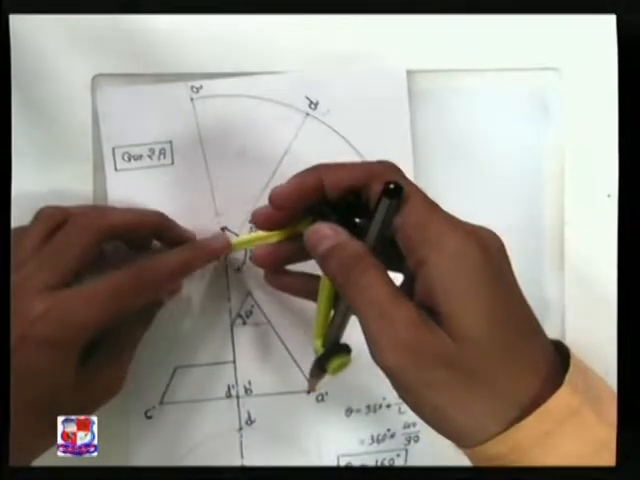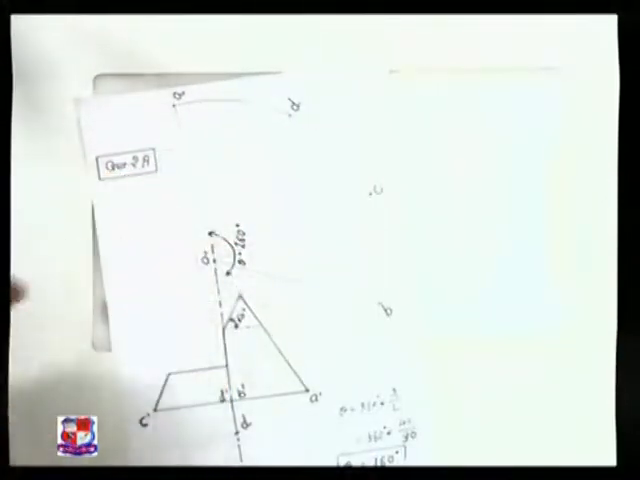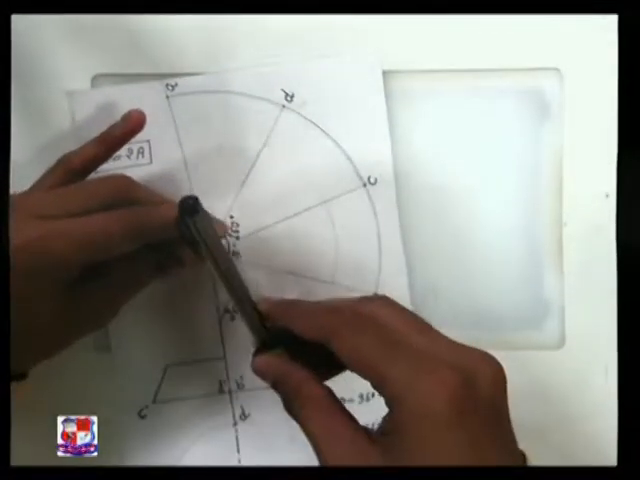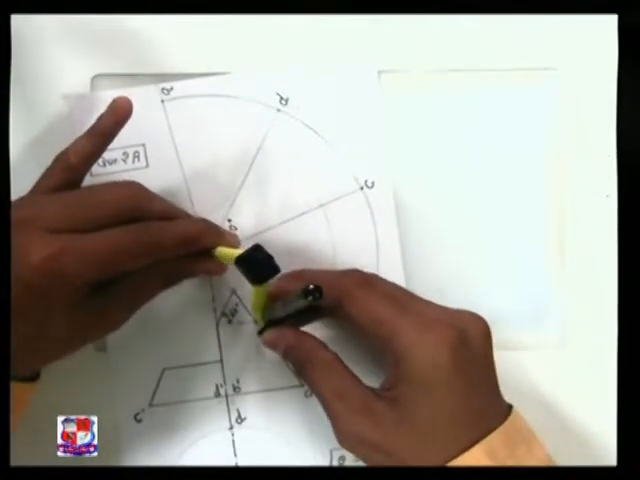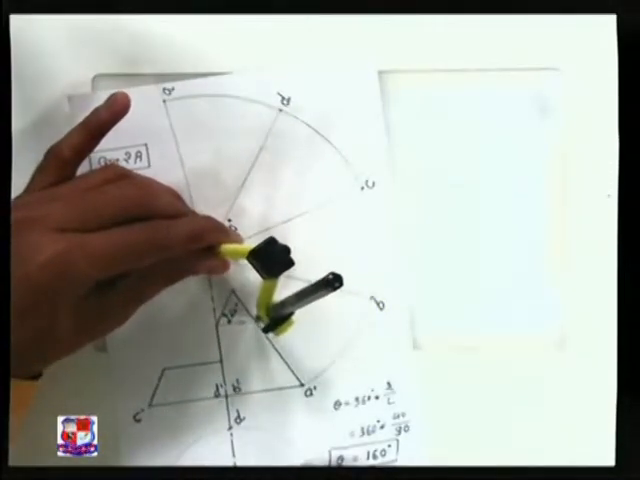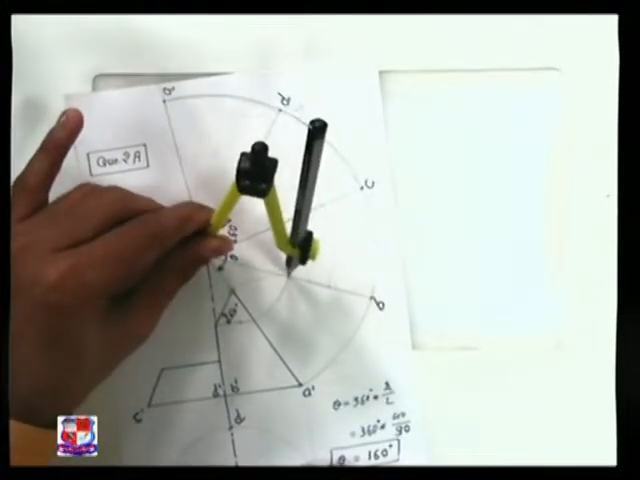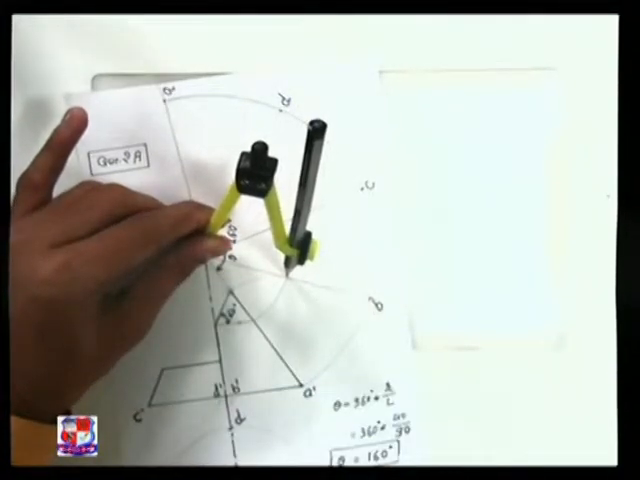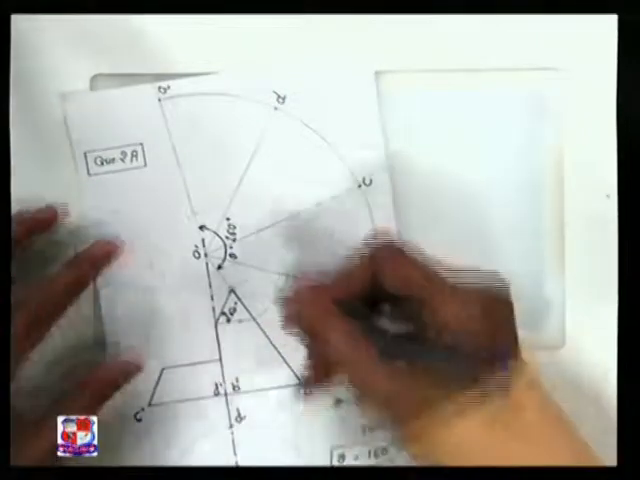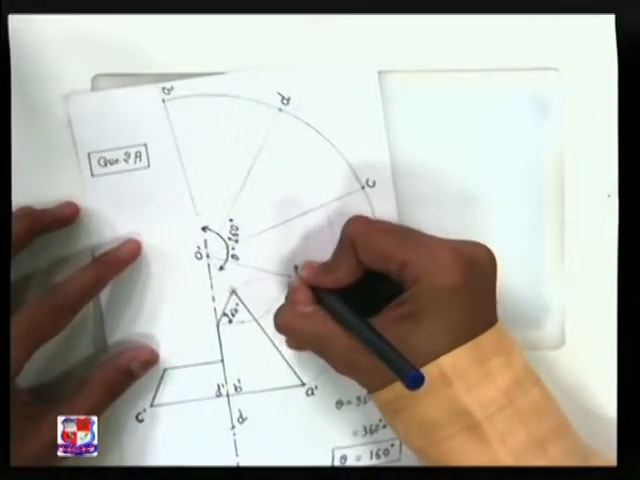From here, it cuts O dash A dash at one point somewhere here, right? Now from O dash to this point, take this as a radius, draw an arc, and this arc will cut OB at one point somewhere here. So name these points.